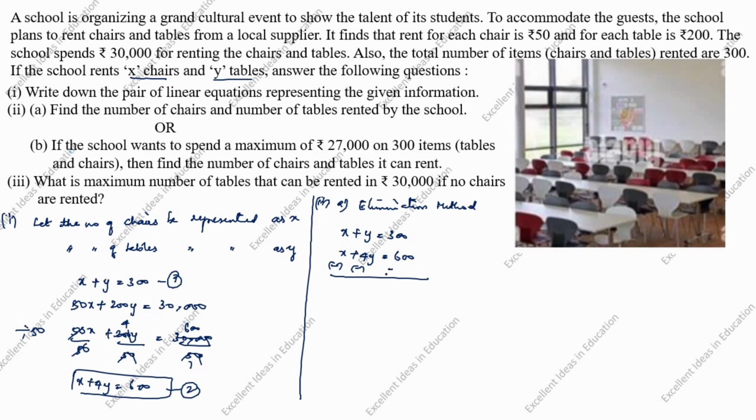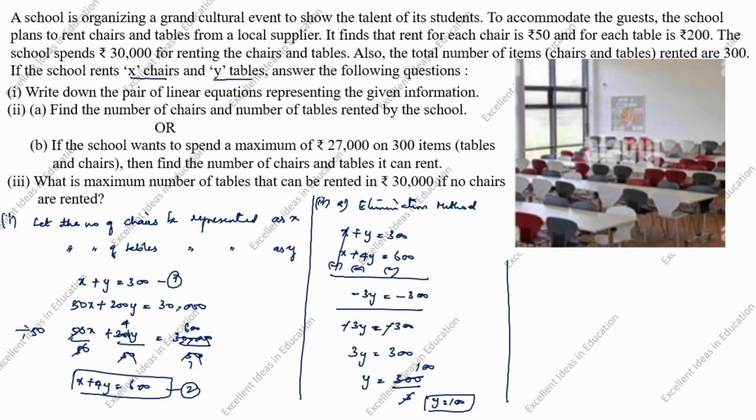Subtract: plus and minus cancel. Minus 3Y. Minus 4Y is the biggest number, so we will take minus here, equal to minus 300. Minus 3Y is equal to minus 300. Minus minus cancel. 3Y is equal to 300. Y is equal to 300 divided by 3 is 100. So Y is equal to 100.